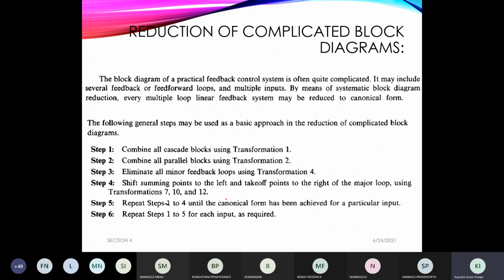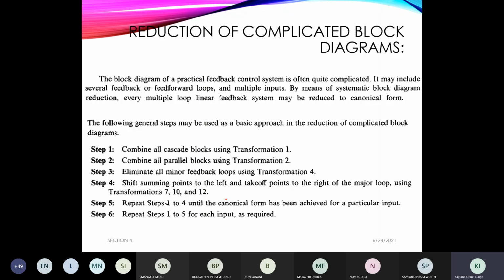Then, just in short, what they wanted to tell us is that the block diagram has certain techniques to reduce it. Those techniques can be put in terms of steps. The first step is to combine all the cascade blocks using the transformations in the table. The second step is to combine all the parallel blocks using the transformations we have seen before. The third one is to handle the feedback loop using transformations. And the fourth one is to shift the summing point if it's necessary.